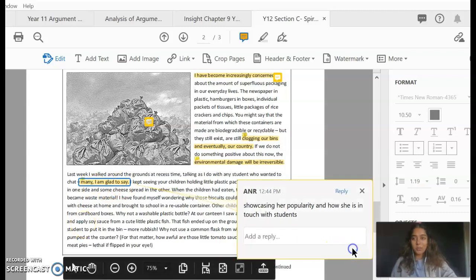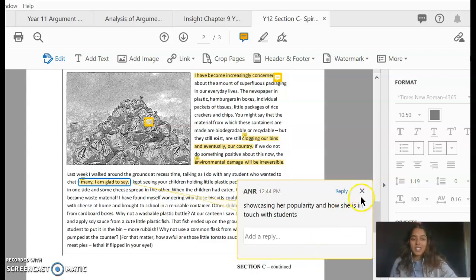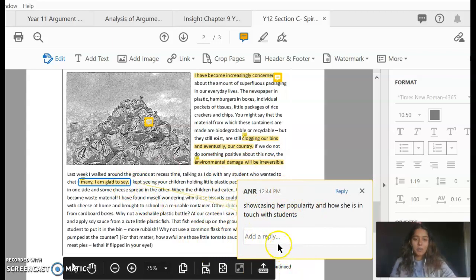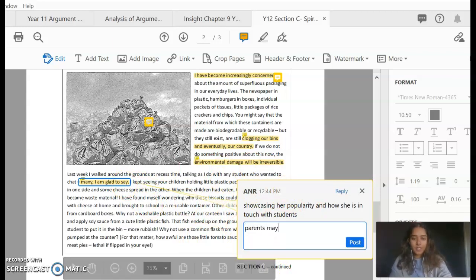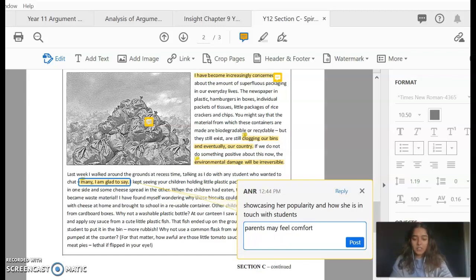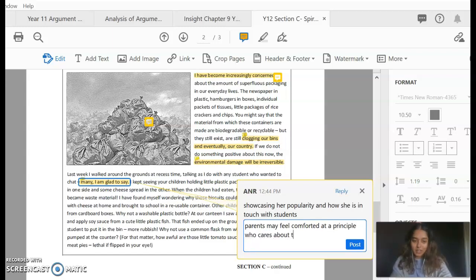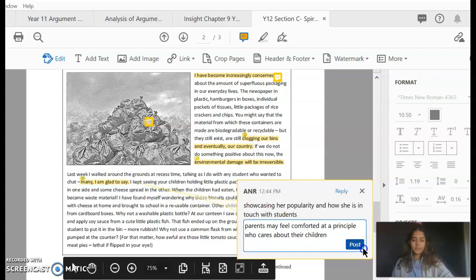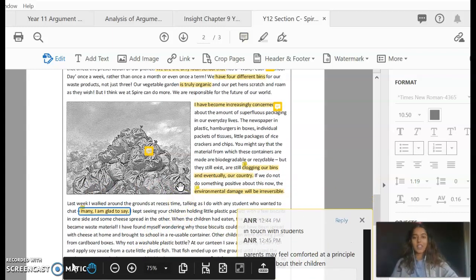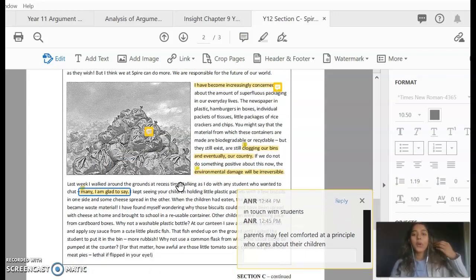I'm sure you all know about principals who don't even know your name and have never heard of you and don't know who you are. This is a principal that walks and talks and mingles with her students. So parents will be feeling good about this. Parents may feel comforted at a principal who cares about their children. So this is hard, but this is what you want to be thinking about while you are reading and annotating your article. A lot of the work is done initially when you select the things you want to analyze.